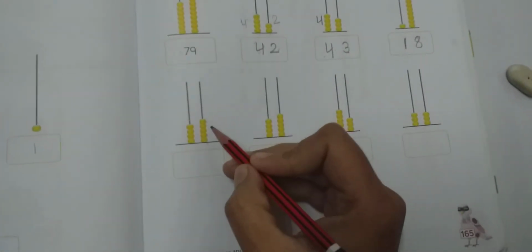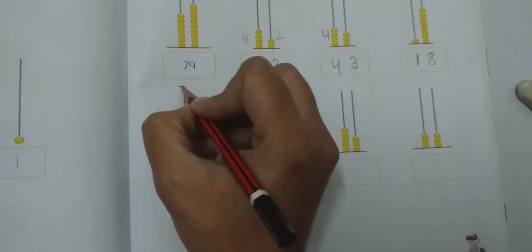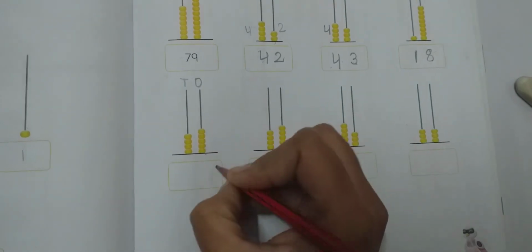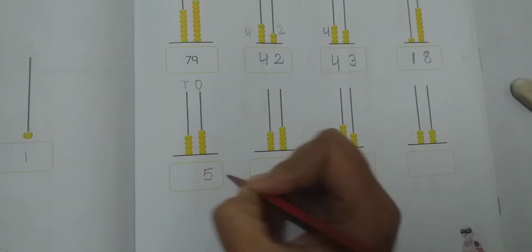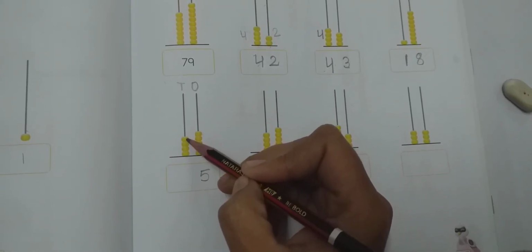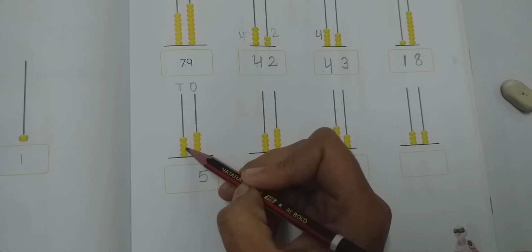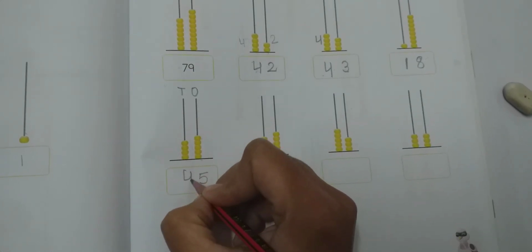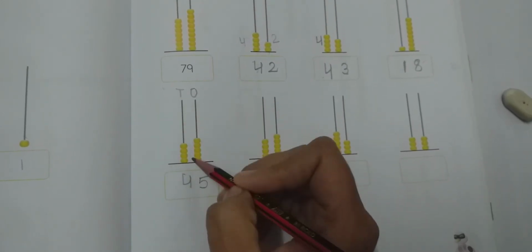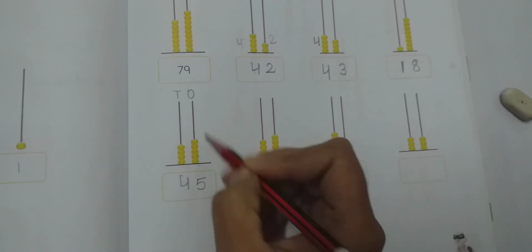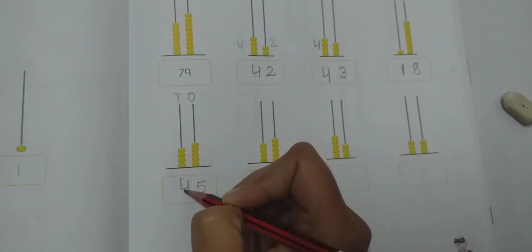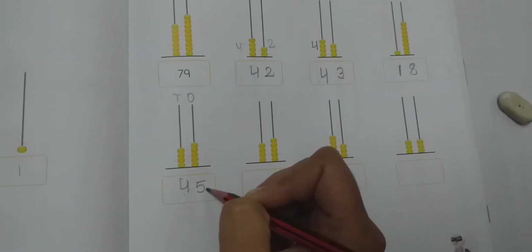Okay, now next is 1, 2, 3, 4, 5. 5, and here we have 1, 2, 3, 4. 4, again 4 bundles. 4 for tens means bundles and 5 for ones means without bundle. So we have 45.